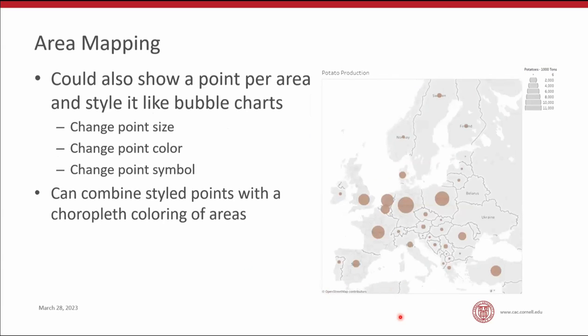But that's not the only way you can show values. You could show them as circles, sort of like with the bubble chart. You could change the color or the size or even the symbol that's being shown on top of each of the countries. You could show more than one variable here in the map, and in fact, you could have a choropleth coloring the country, and then you could put a circle on top of that if you wanted.